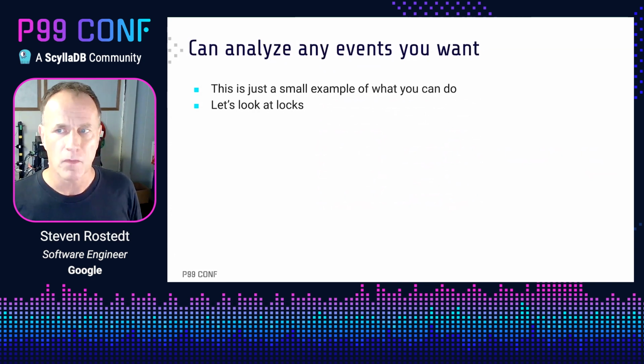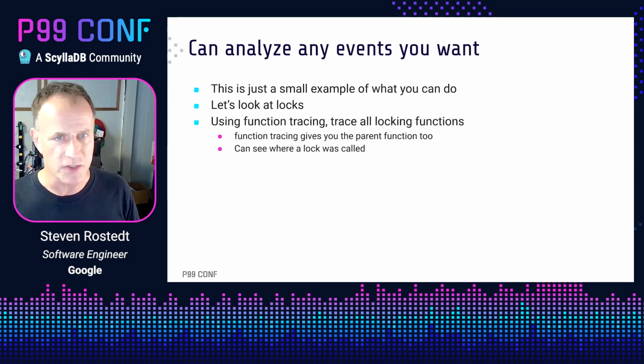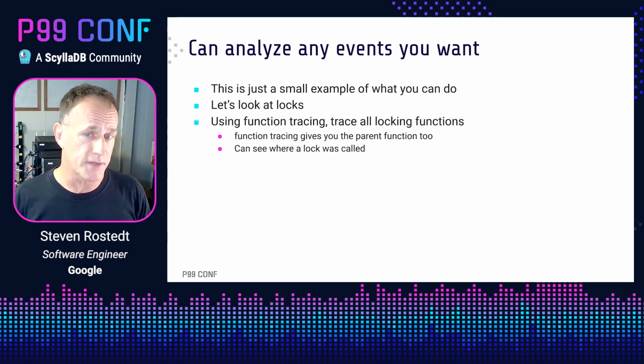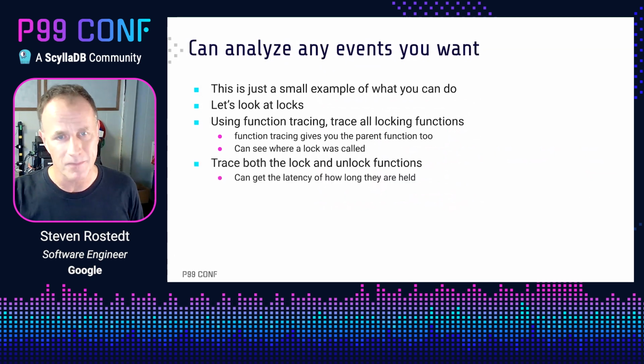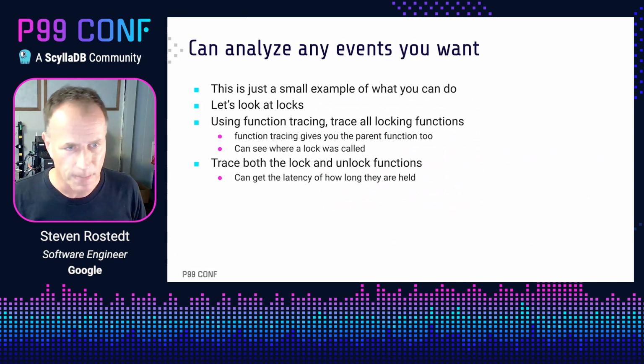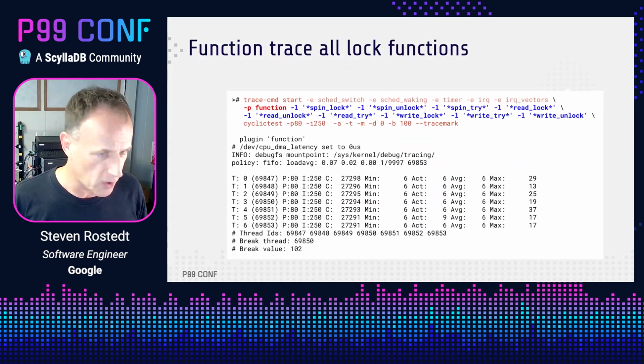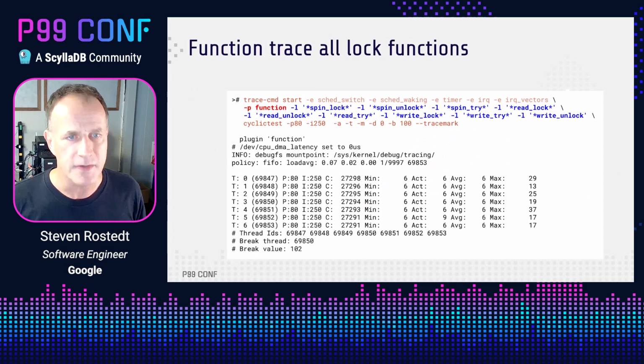So let's analyze a little bit more. This is just a small example of what we could do. Now we're going to look at locking. We're going to use function tracing to trace all locks and the parent functions as well, to see where they're called from. We need to trace both the lock and the unlock functions because we want to know how long locks are held inside the kernel. And this is what it looks like.